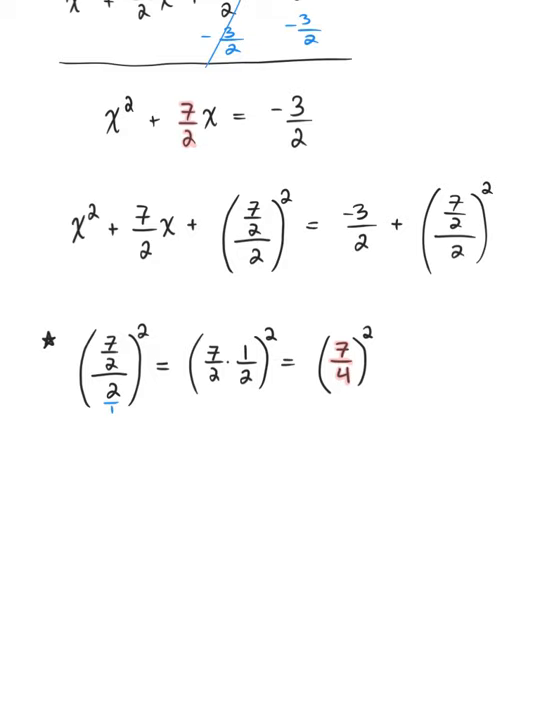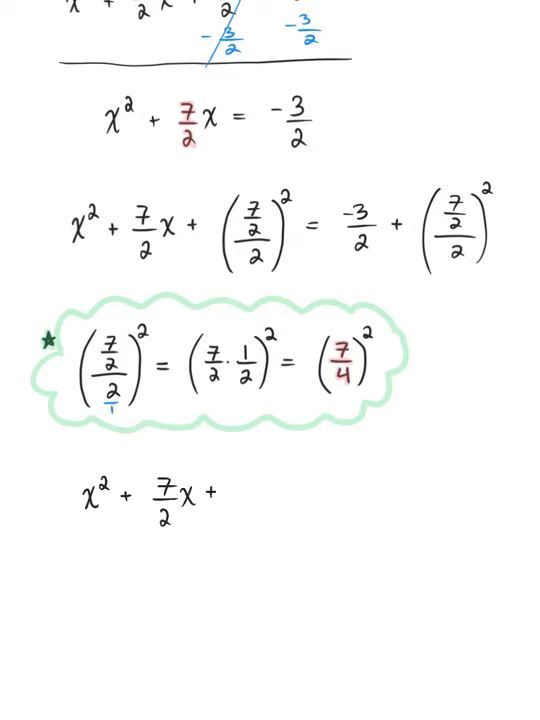So let's actually plug this back into our quadratic equation above as it's written. So this is x squared plus 7 halves times x plus 7/4 squared. And this is equal to negative 3 halves plus 7/4 squared.